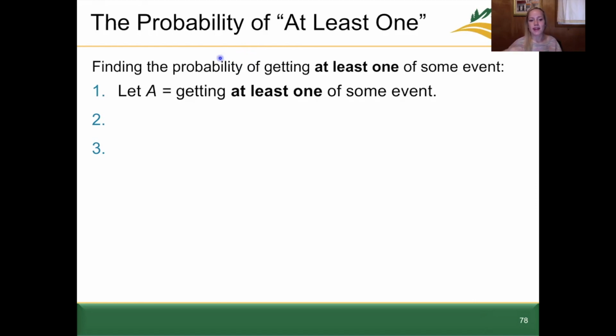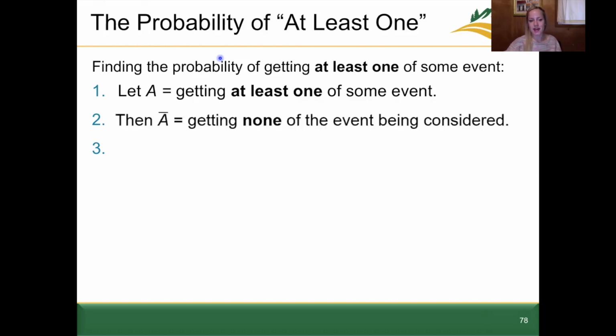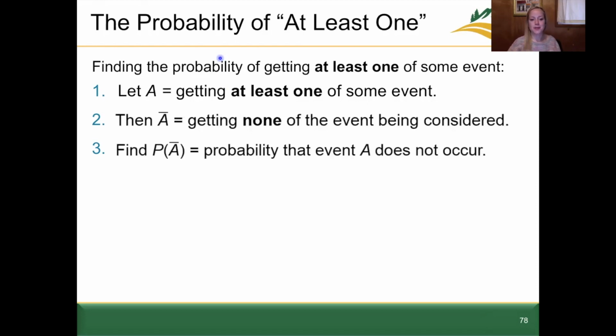Number one, we're going to let A, remember A can describe an event, equal getting at least one of some event. That's our event A. What do you think A bar would be then? If A is getting at least one of some event, A bar, or the complement to that, would be getting none of that event. Number three, the probability then of A bar, where A bar is getting none of the event being described, P of A bar, is the probability that event A does not occur at all.